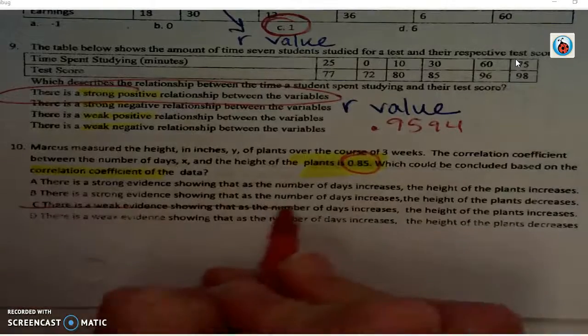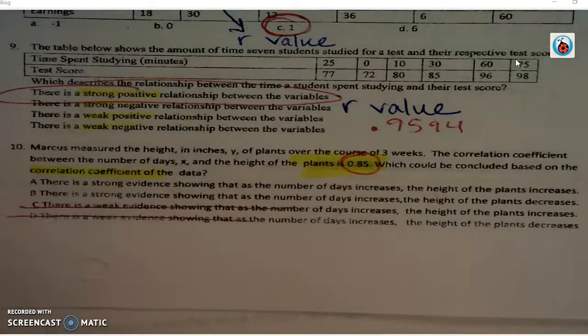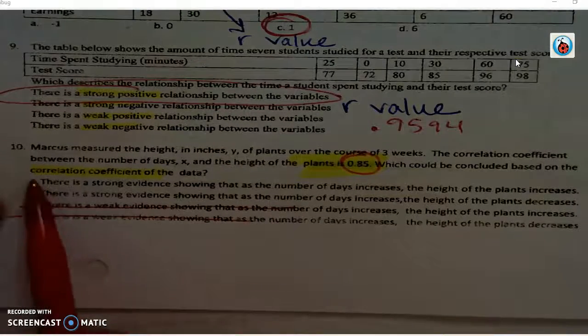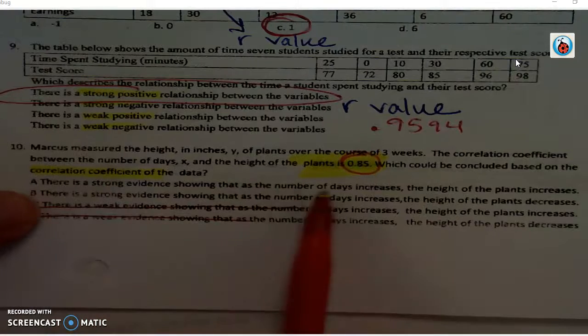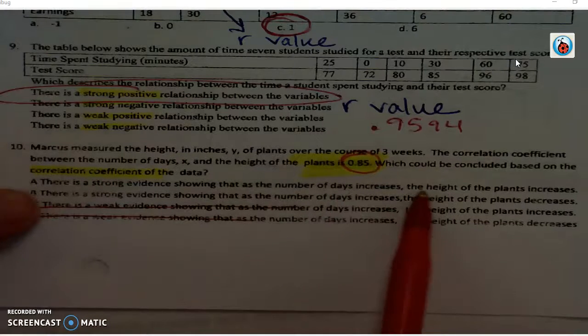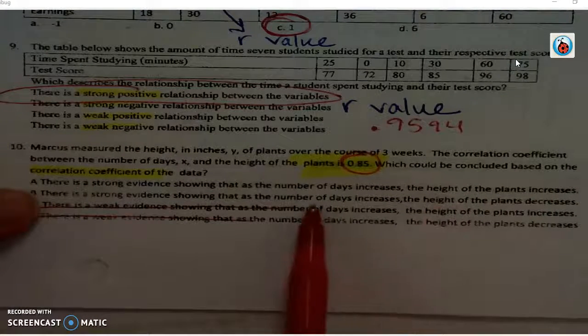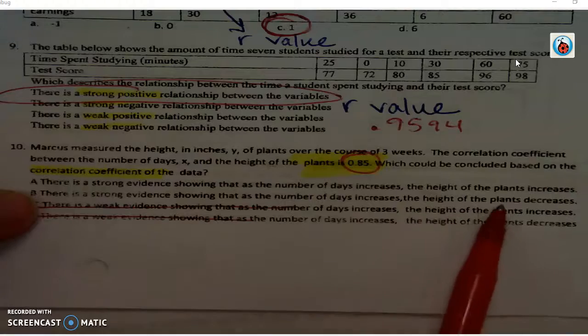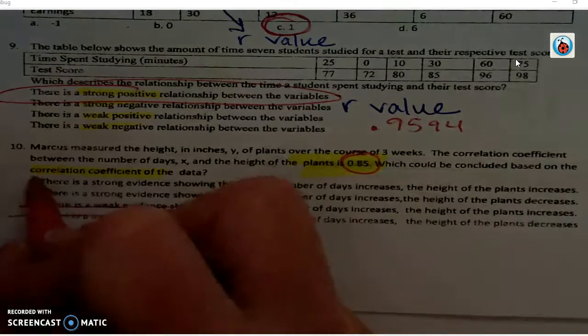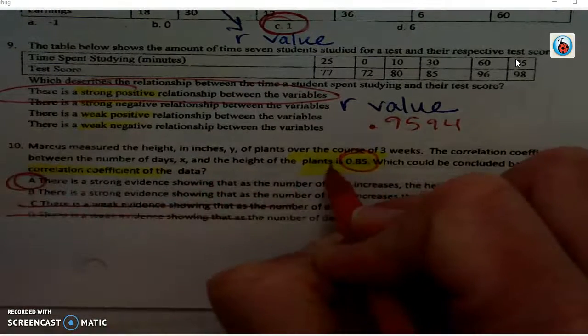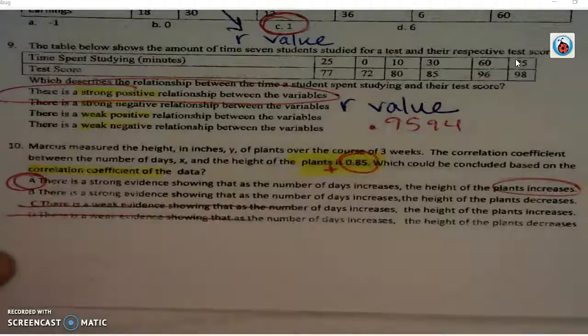So we can mark out C and D. So what's the difference between A and B? They both say strong, but then it says as the number of days increases, the height of the plant increases, or as the number of days increases, the height of the plant decreases. The answer would be A. This is a positive number, which means that it's going up. The height of the plants is increasing.